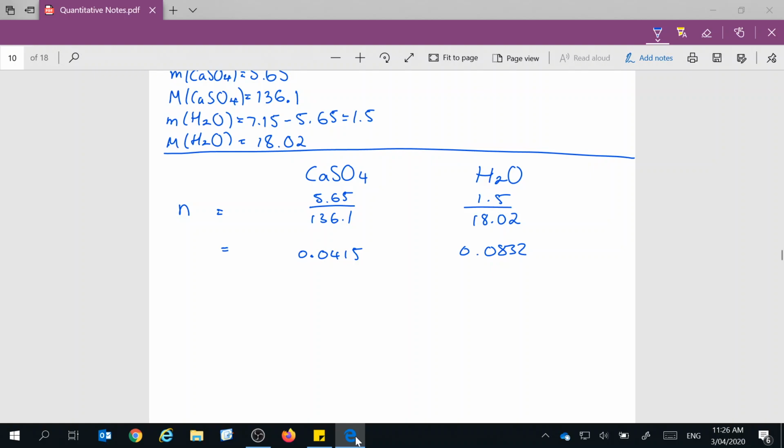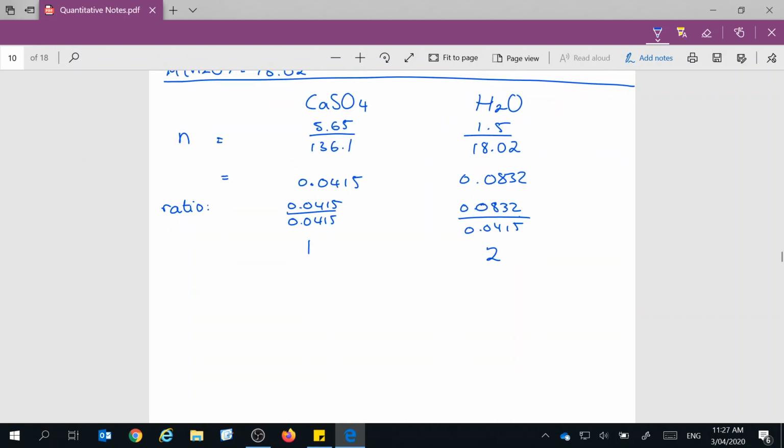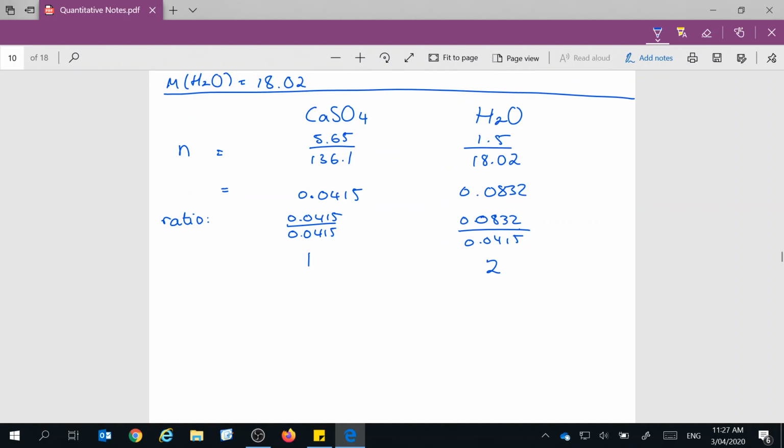To find the ratio though, we would divide both of these numbers by the smallest number. So 0.0415 divided by itself and 0.0832 divided by 0.0415 gets us, which is not much of a surprise, a 1 to 2 ratio. Therefore, we have twice as much water as we do calcium sulfate. So the formula is calcium sulfate with 2 lots of water.